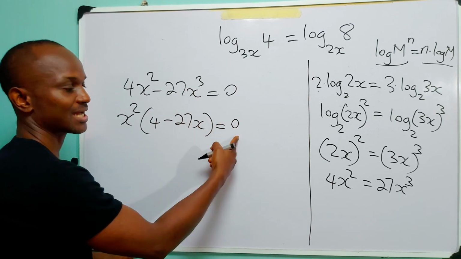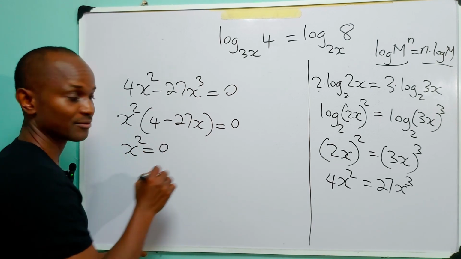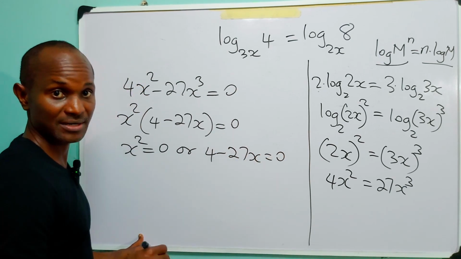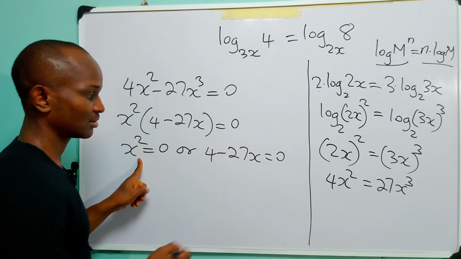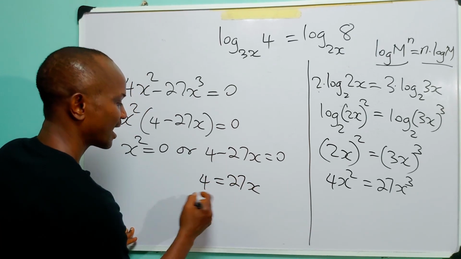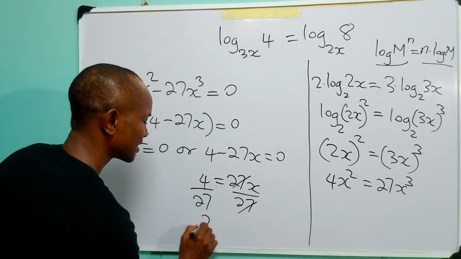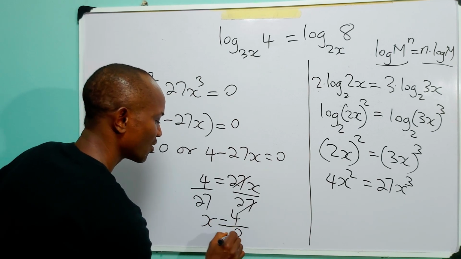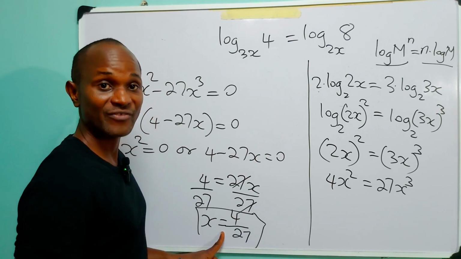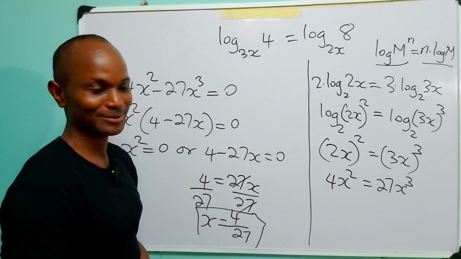Now we have a product that is equal to 0. So it simply means that either x squared is equal to 0 or 4 minus 27x is equal to 0. This is a trivial solution. So from here we have that 4 is equal to 27x. And dividing both sides by 27, we have that x is equal to 4 over 27. And that is the value of x that satisfies this logarithmic equation.